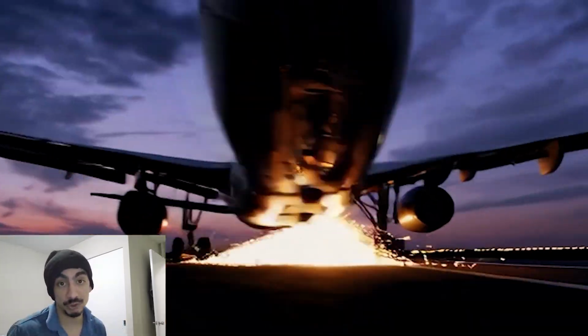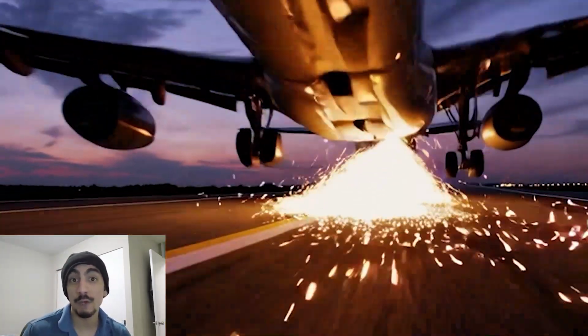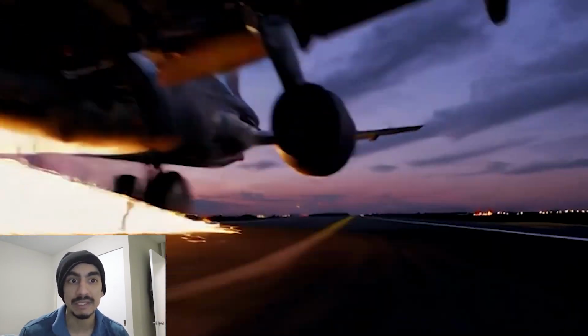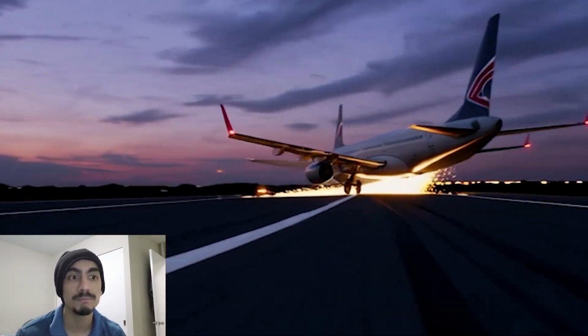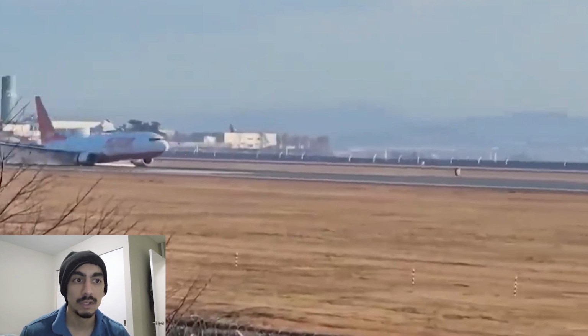First one is friction. You can think of it like dragging a metal plate along a sidewalk, except you're going at 100-plus miles an hour, and the belly can heat up to enormous temperatures very, very instantly.